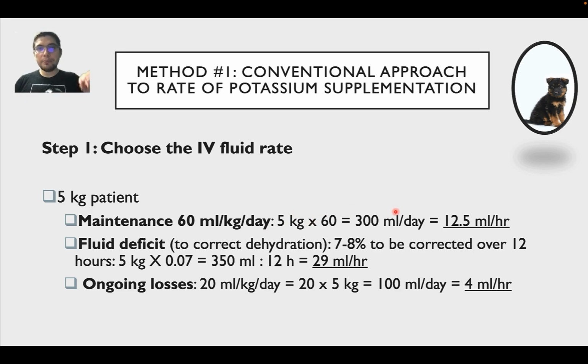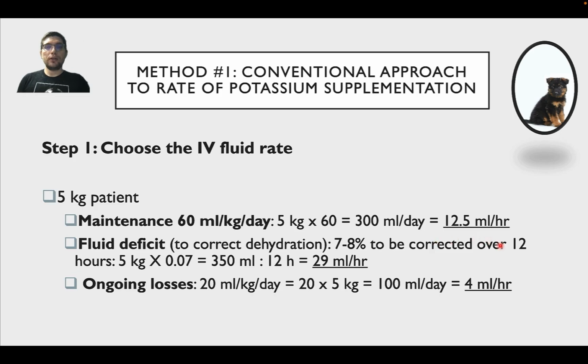We're going to get 300 ml per day, and we're going to divide it by 24 hours. So our maintenance rate would be around 12.5 ml per hour. Next step is we calculate the fluid deficit. So we think that Jack was 7 to 8% dehydrated.